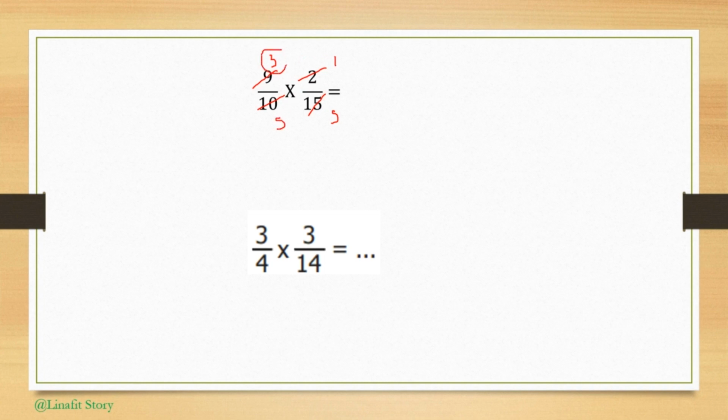And after that, multiply the top number: 3 times 1 equals 3, and then you multiply the bottom number. 5 times 5 equals 25.